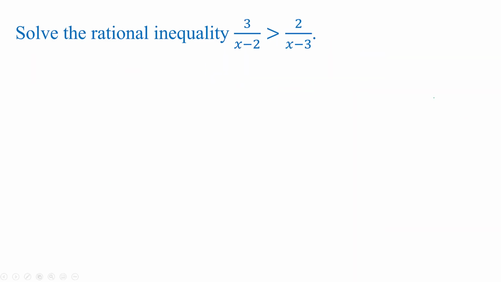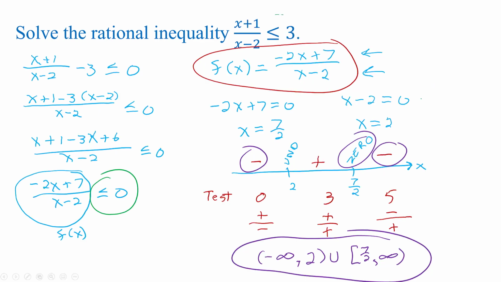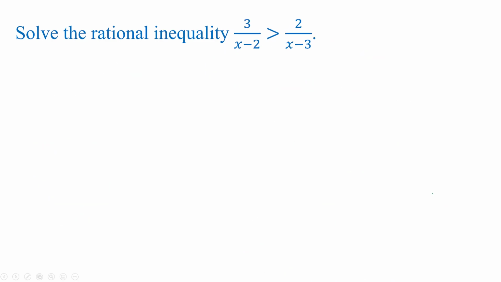Let's go on and solve one more rational inequality. I should note, going back just a sec here, this is the same inequality we solved graphically. So you might check this solution with the solution that we got when we solved this graphically. Now, solving 3 over x minus 2 is greater than 2 over x minus 3. Again, I want to get a 0 on the right side here, so I'll subtract 2 over x minus 3 from both sides. And that will give me 3 over x minus 2 minus 2 over x minus 3 is greater than 0.